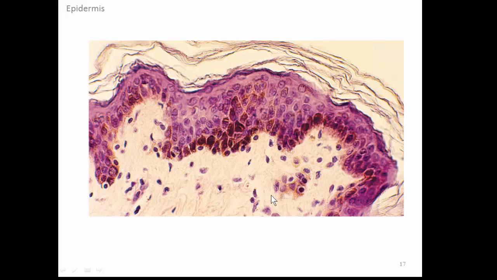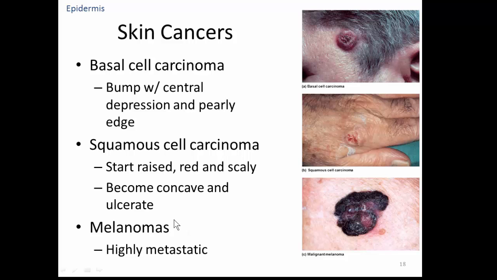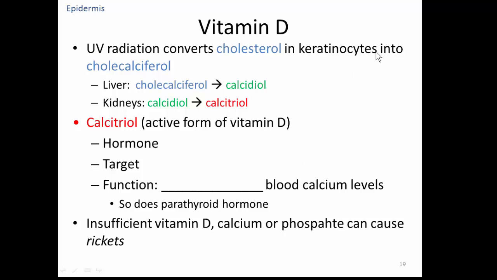This is a histological slide of skin, a very classic representation. You can see the shedding dead keratinocytes at the apex. So this is all epidermis here, and then this is a deeper layer called the dermis. Skin cancers will be covered later. The last main topic we have here with the epidermis is talking about vitamin D.